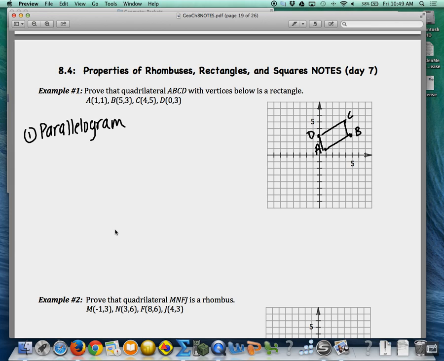Okay, we have 6 different methods to prove that this is a parallelogram. What would you guys like to do? Slope? Okay, so I'm going to do the slopes of the opposite sides. So I'm going to do the slope of AD and the slope of BC. For AD, I have 1 minus 3 over 1 minus 0, so negative 2 over 1. For BC, I get 3 minus 5 over 5 minus 4, so negative 2 over 1.